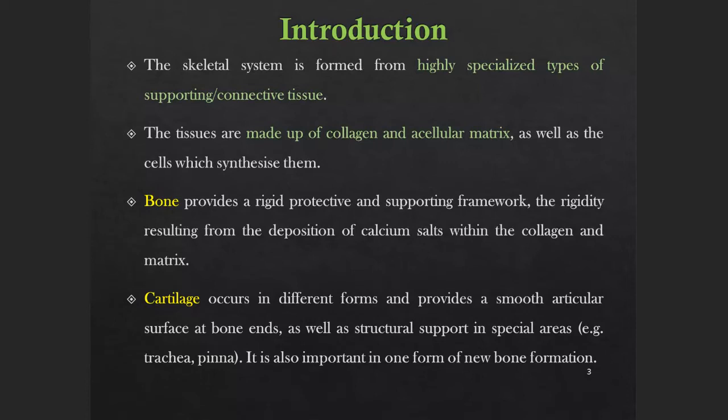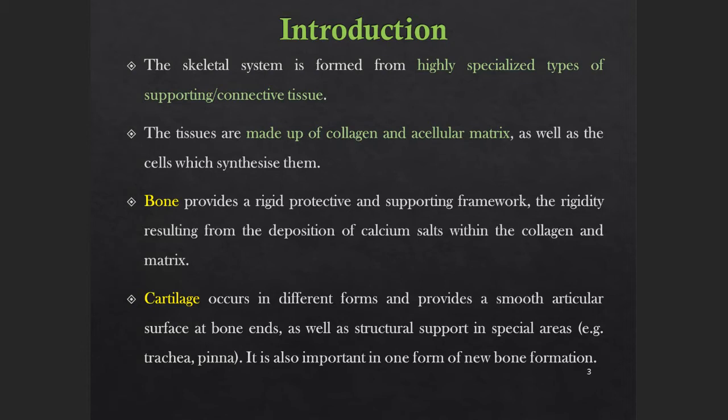Now, bone provides a rigid, protective, and supporting framework because bone is hard and rigid. The rigidity results from deposition of calcium salts within the collagen in the matrix. Cartilage occurs in different forms and provides a smooth articular surface at bone ends as well as structural support in special areas.